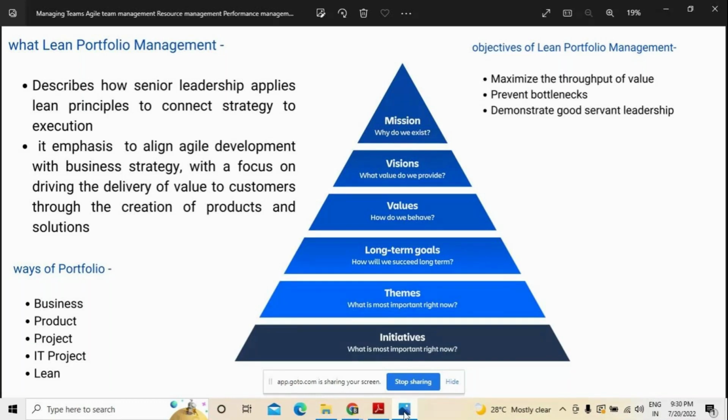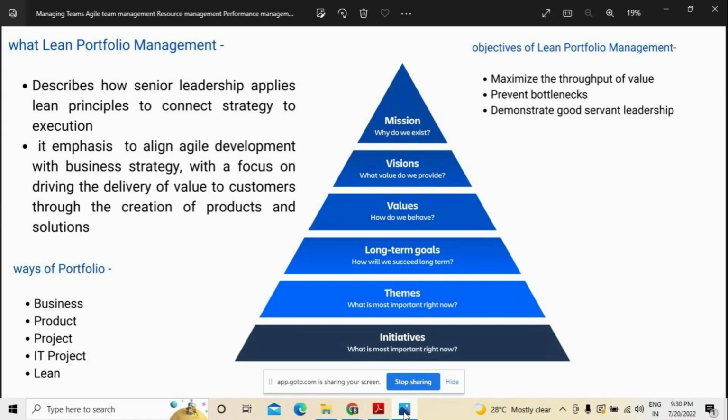At the same time, initiatives are also required. What kind of initiative we have taken into account, how we have taken this initiative, and how we are moving further to the next level is what we need to know prior to this. So these are the 6 dimensions which lean portfolio management majorly focuses on. The first is the mission, as I stated earlier. Followed by this, vision is also required.